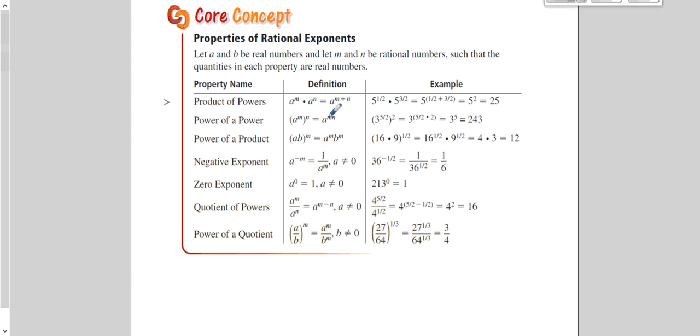Raising a power to a power, we multiply our exponents. Power of a product, if we have 2 things in parentheses raised to a power, each one of them will get that power. Negative exponents give us reciprocals. Anything to the 0 power is 1. Quotient of powers, subtract your exponents. Power of a quotient, if we have parentheses, both things will get that power.